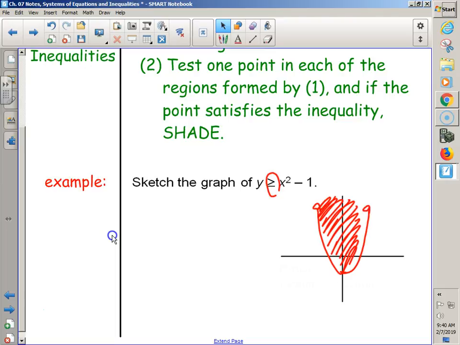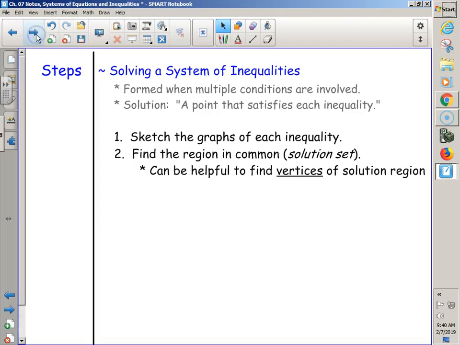A safe way to make sure: the shading should be either inside or outside. So if worst comes to worst, you can always pick a test point. 0, 0 is a good test point. If I plug in 0, is 0 greater than or equal to 0 minus 0 squared minus 1? Yes. If it's true, then that's where it gets shaded. Quick double check that your shading is right. But that wasn't bad, right?